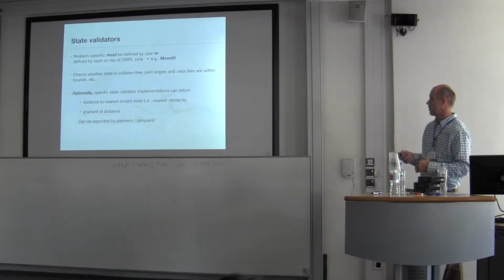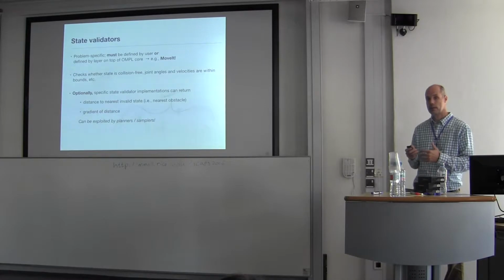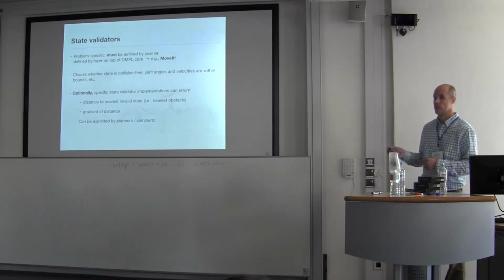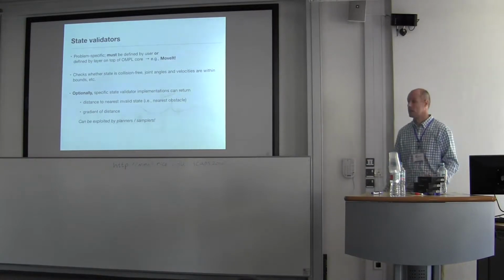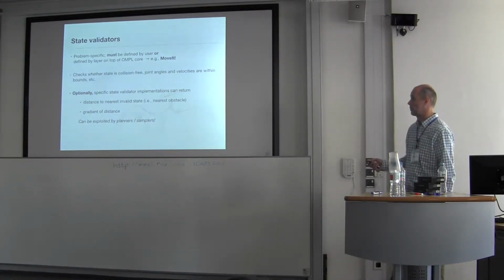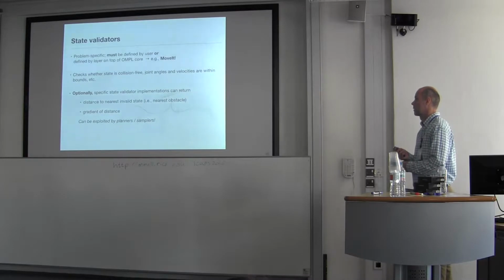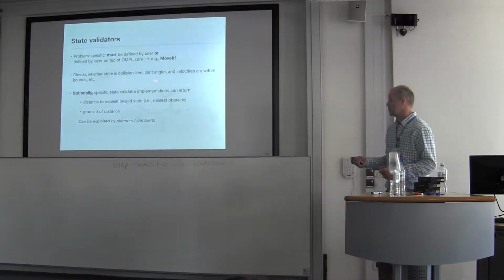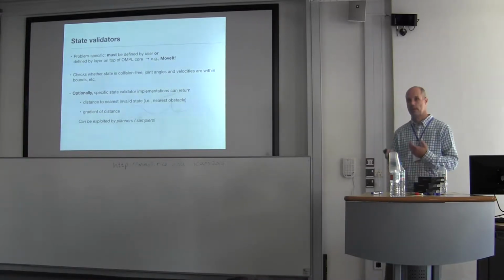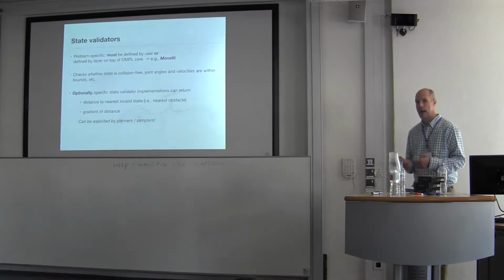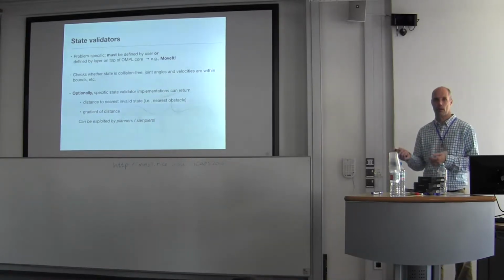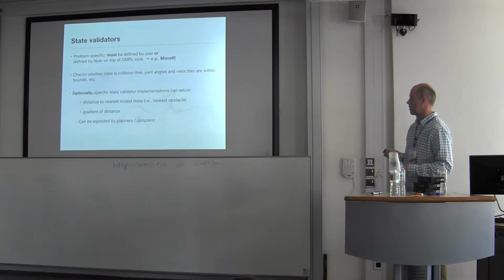So we have a layer on top in OMPL that does this for simple cases. For more complex cases, when you have robots with kinematics, then you need something like a more elaborate checker. So this function will check whether a state is completely free, but it will also check whether angles are within bounds, or whether velocities are within limits, and so on.